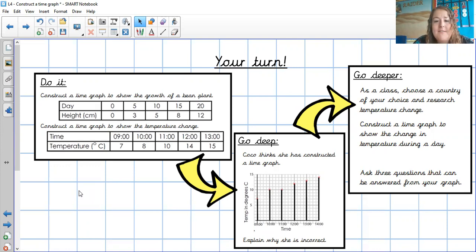Your go deep activity is then very similar to your Emmett problem. So it's a Coco problem. Tell me what she has done wrong. Tell me why. That's really useful, and maybe even correct it.